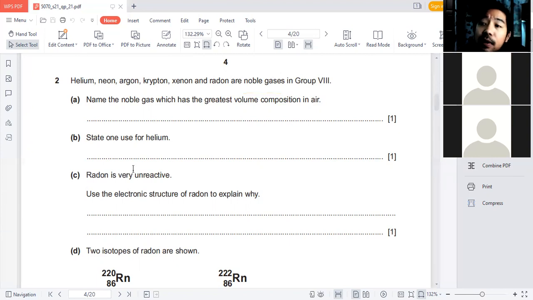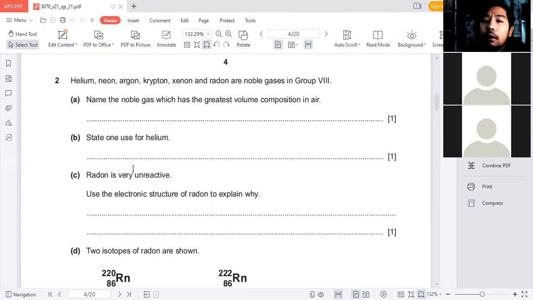Group 8, the outermost electron is actually 8, okay. So basically what happened there is it's fully occupied, so you can't add, okay, or they won't add any more electrons, or they won't lose any electrons, okay. So when there's no movement of electrons, then they're unable to undergo the reaction. So you have to remember that.